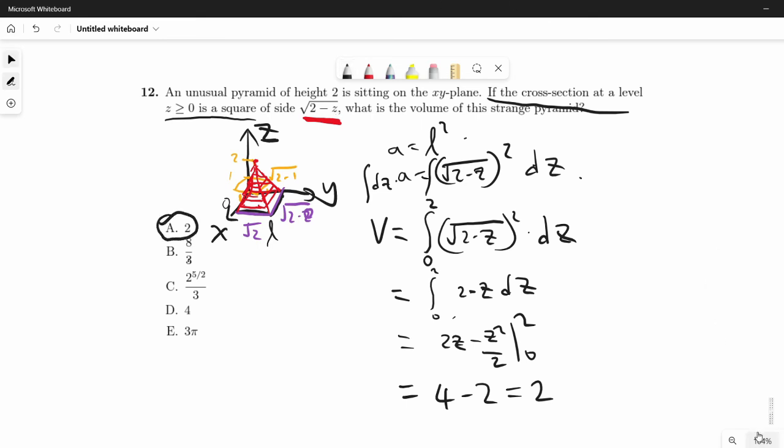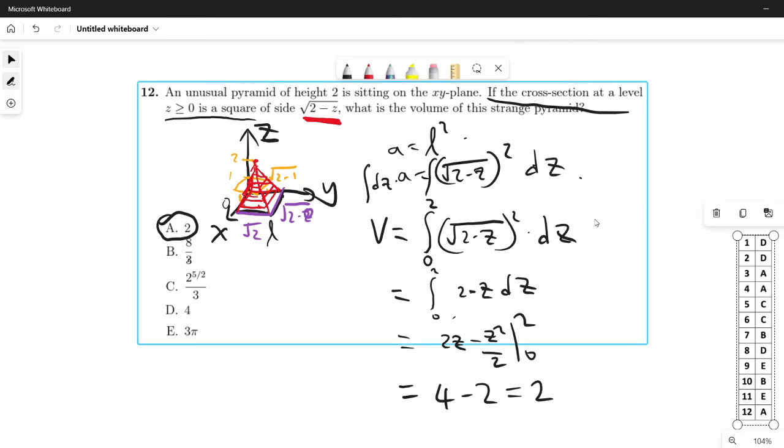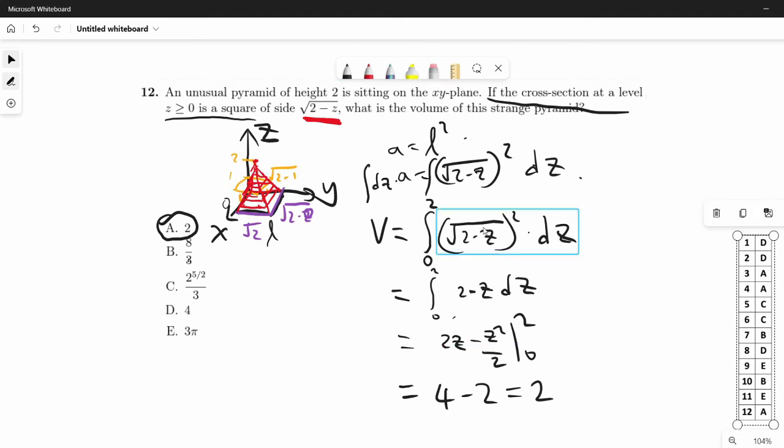So yeah, in this question, the hardest part is really getting this graph. And the rest, the integral itself, is pretty simple.